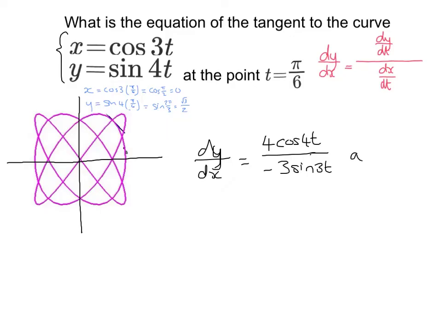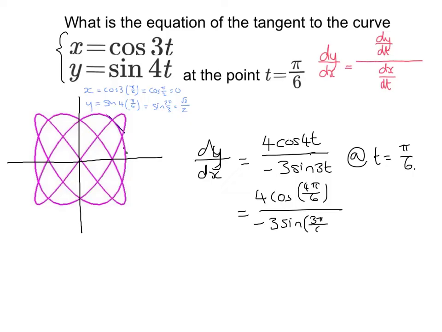We know that we're at the point t is pi by 6, so we need to put that into the top and the bottom, giving us 4 cos 4 pi by 6 over minus 3 sine 3 pi by 6, which is 4 times minus half over minus 3 times 1, giving a gradient of 2/3. Positive gradient. So I must have been at this point on my way up when I got to t is pi by 6. So I'm getting this line here with the positive gradient.